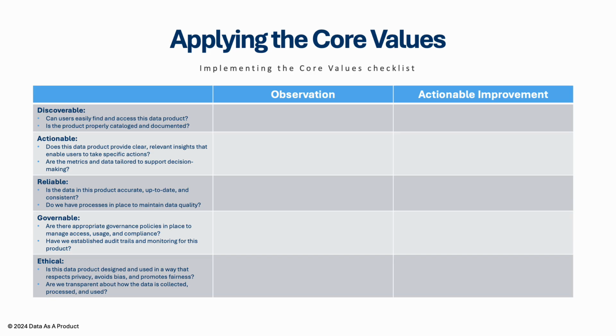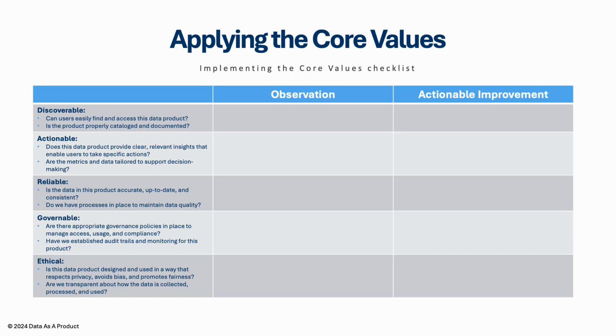Now, the fourth step is to identify actionable improvements. So identify at least one actionable improvement you can make for each core value. Write these down as specific tasks that you and your team can implement.